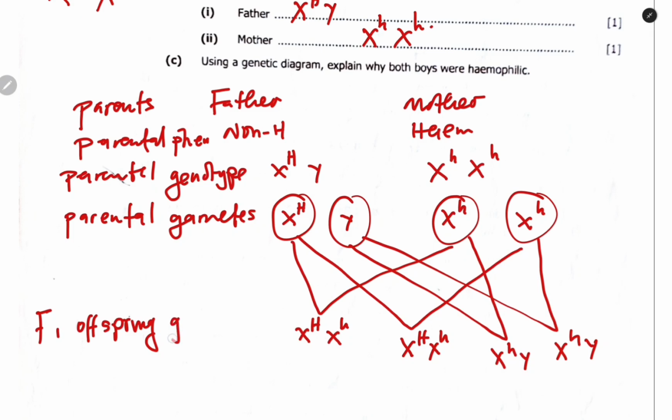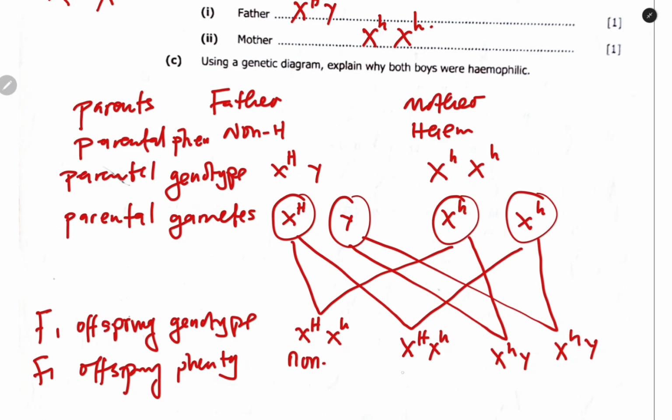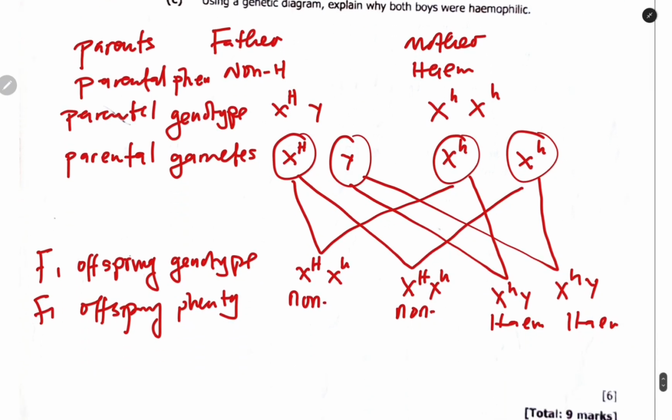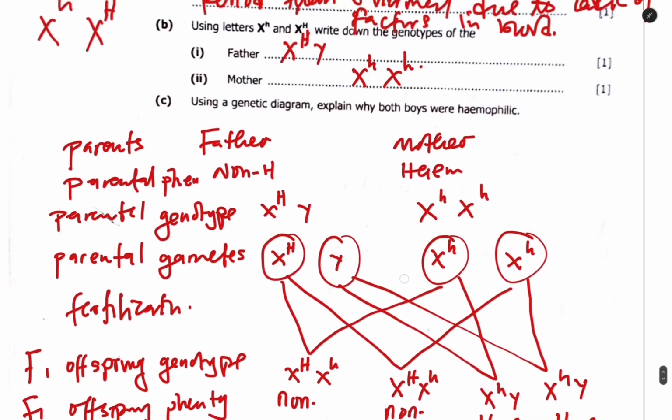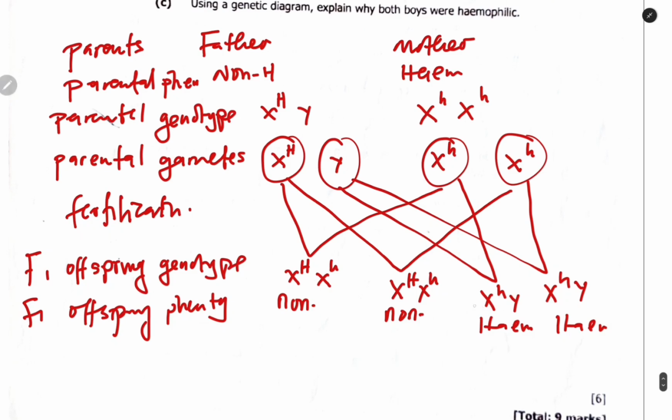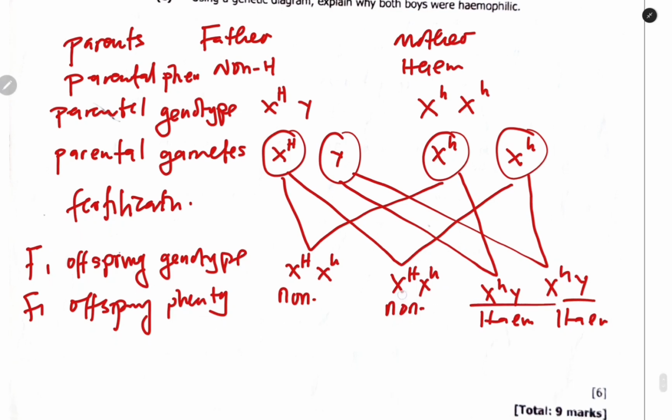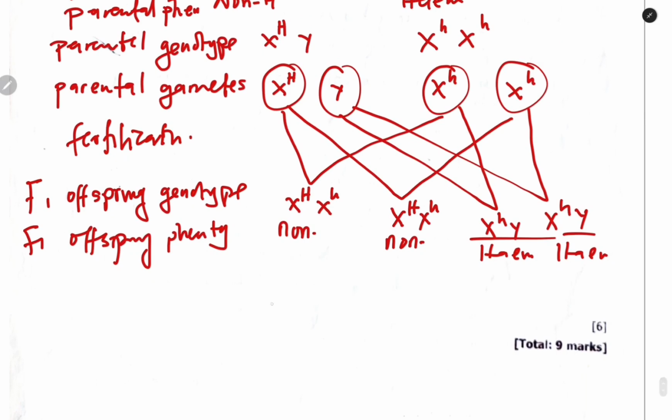So we have F1 offspring genotype, then F1 offspring phenotype. For the phenotype, this is non-hemophilic but carrier, and also this one non-hemophilic but carrier, but this one is hemophilic, and also this one is hemophilic. Here we can put fertilization. So that is how we can put up the genetic diagram, and this explains why both sons were hemophilic.